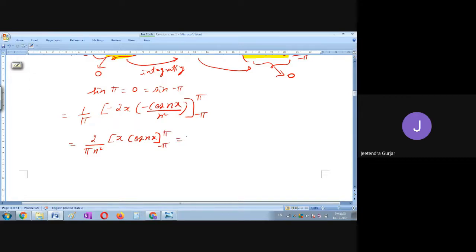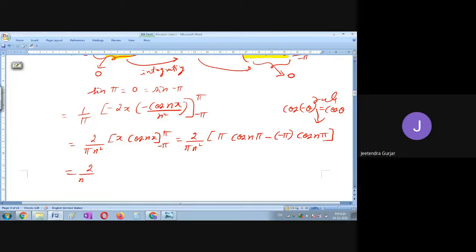Further you can just simplify. This is going to be 2 pi n square. Just substitute first pi value. So this will be pi cos n pi minus, now I will substitute minus pi. So wherever x is there, just substitute minus pi cos n pi. Okay. So here you may get that it is minus pi, but cos minus theta is always cos theta. This rule I am going to use. So please remember for this, I'm going to use this rule. So this is 2 divided by n square pi, and here you can see easily minus into minus is going to become plus.